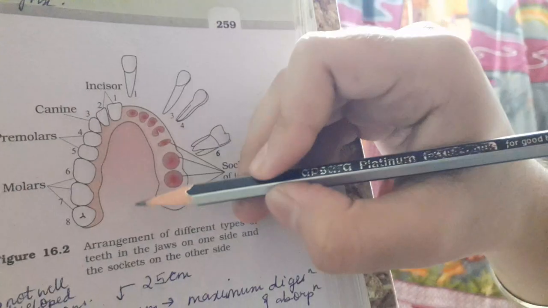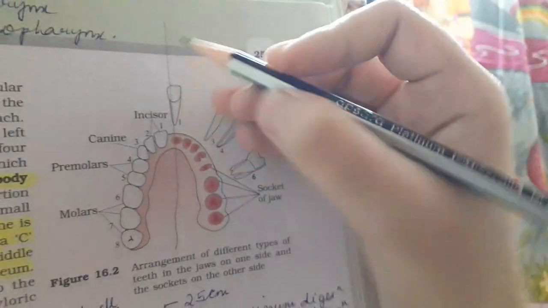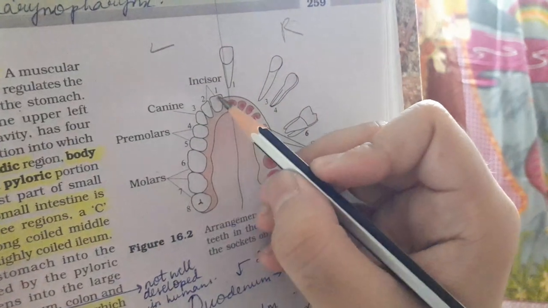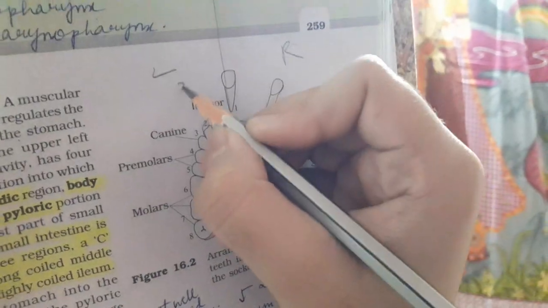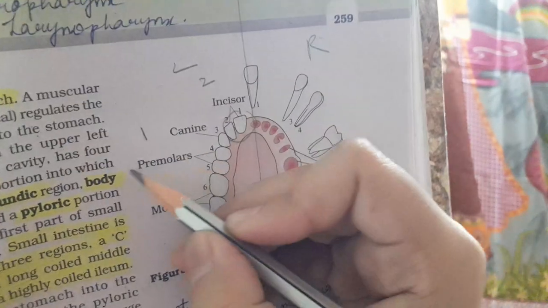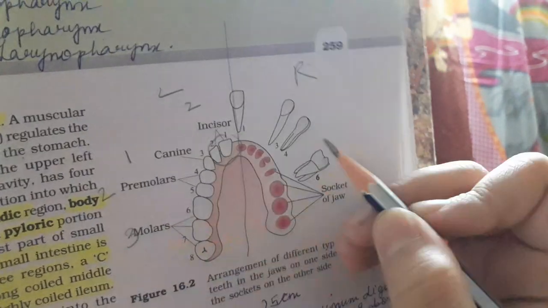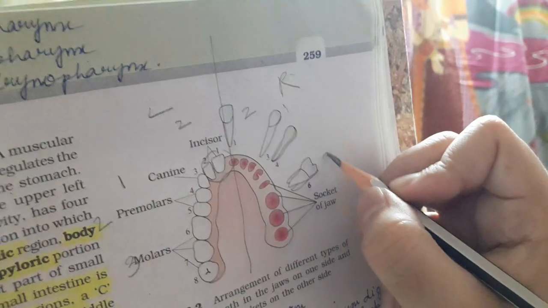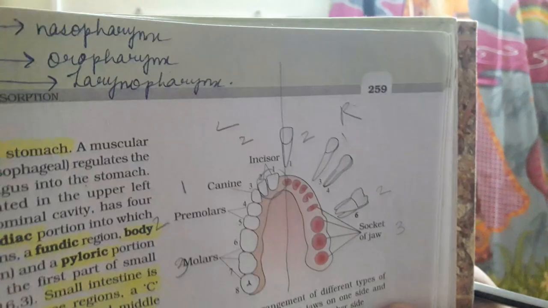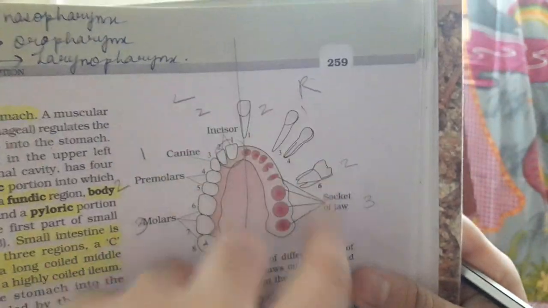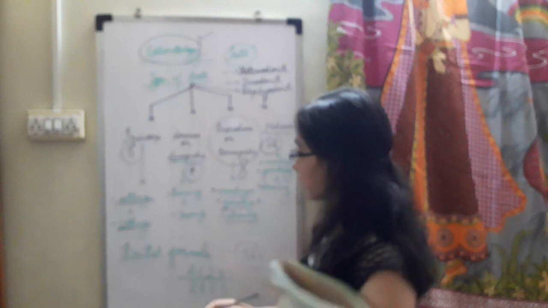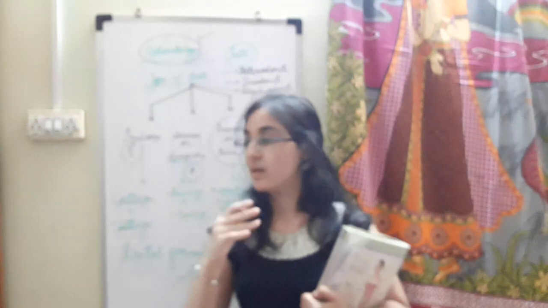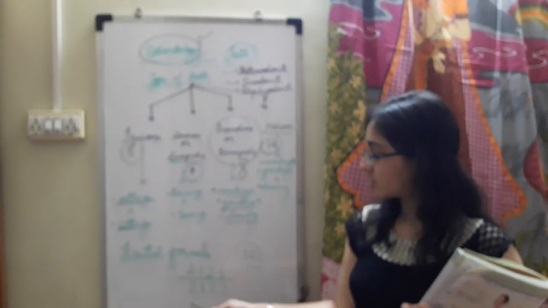If I divide this into right and left, so here I have two incisors, one canine, two premolars, and three molars. Same here: two incisors, one canine, two premolars, and three molars. So you can see 2, 1, 2, 3, 2, 1, 2, 3. That is the reason the dental formula comes 2, 1, 2, 3 for the upper right, and for the lower right, that is 2, 1, 2, 3.